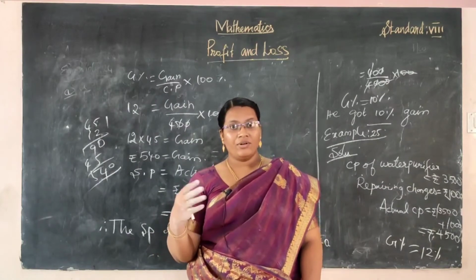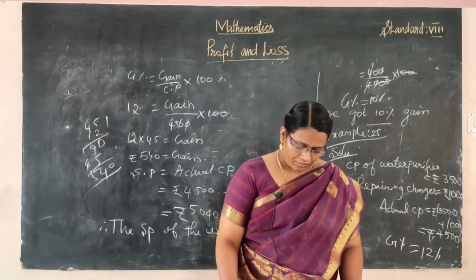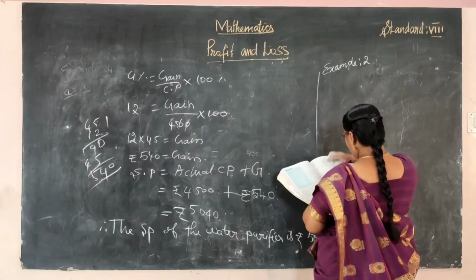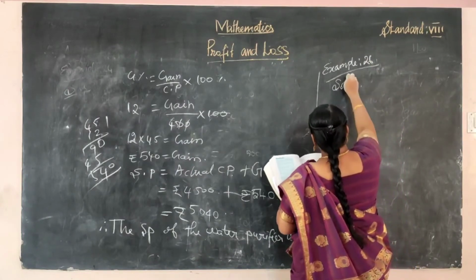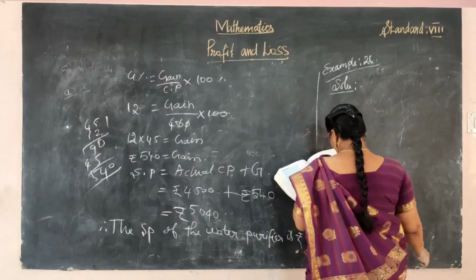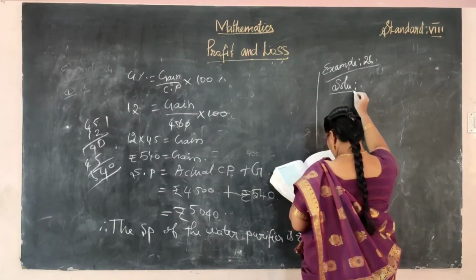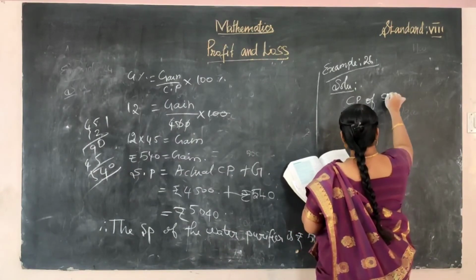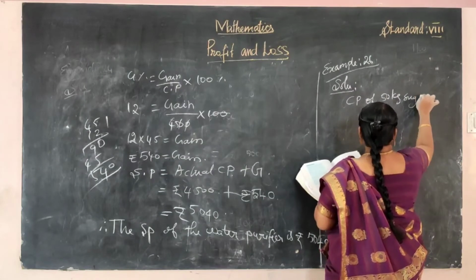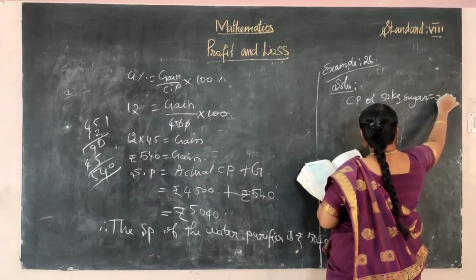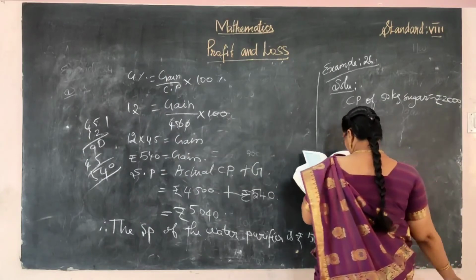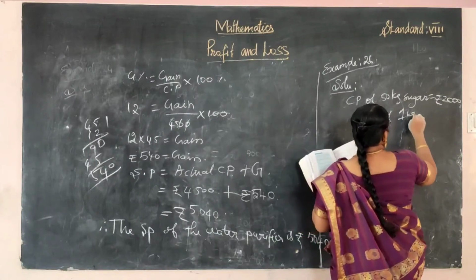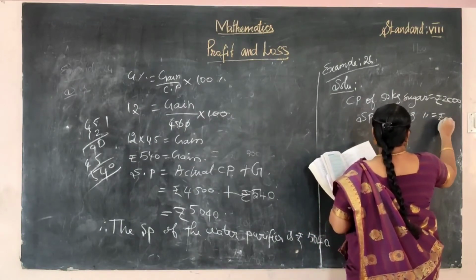So we have to find out the 50 kg of sugar. Okay, see, example 26 solution. So which data are given? Cost price of 50 kg sugar is equal to rupees 2000. Okay, and then selling price of 1 kg sugar is equal to rupees 54.